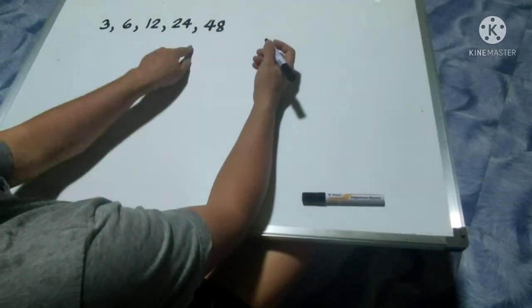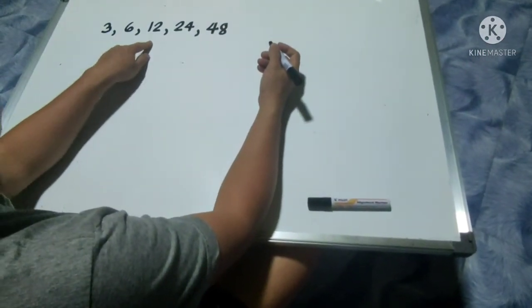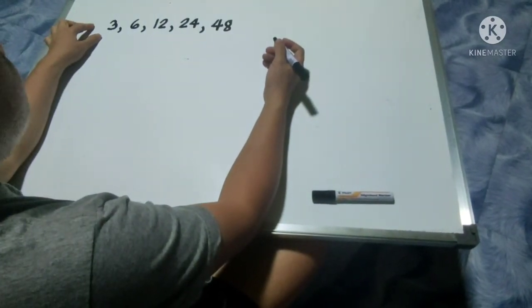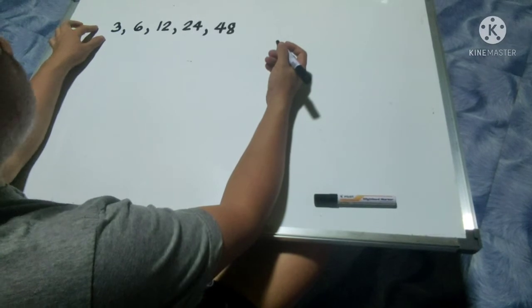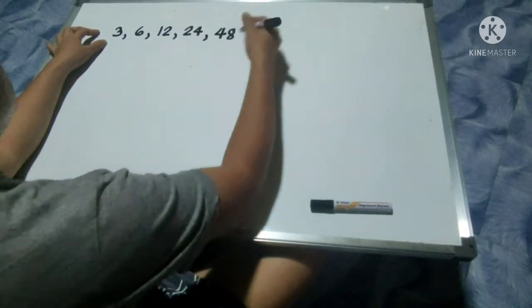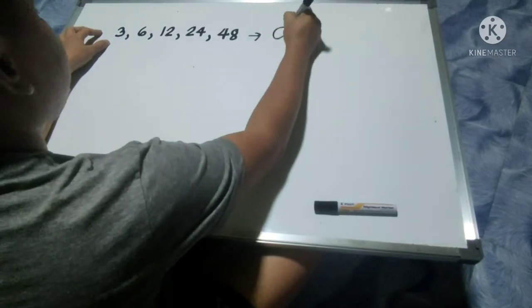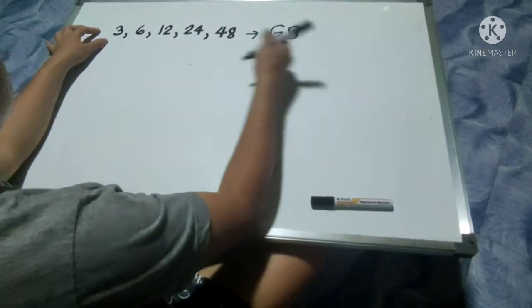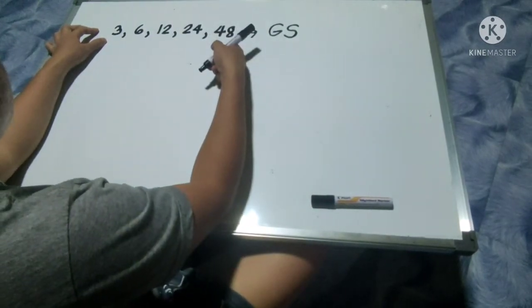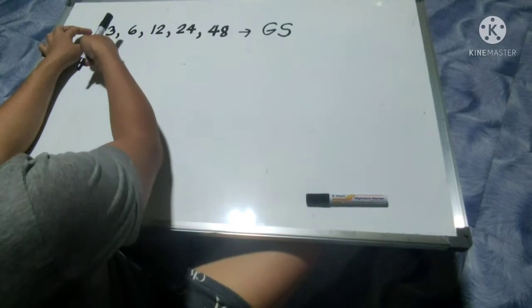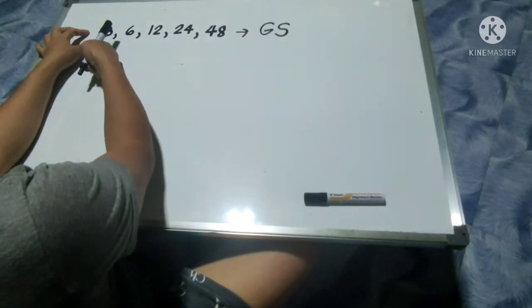Now let's have the sequence 3, 6, 12, 24, and 48. So, is the given a geometric sequence? The answer is a big yes. This is a geometric sequence because it has a common ratio. And what is the common ratio for this? The common ratio is 2, because you'll have 6 divided by 3 is 2.